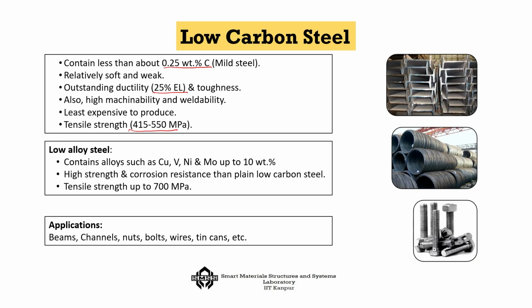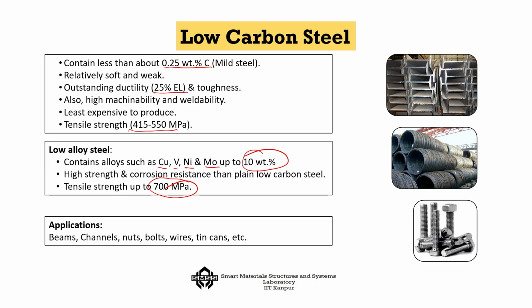You can have copper, vanadium, nickel and molybdenum, all up to 10 weight percent. You get higher strength and corrosion resistance than plain low carbon steel in low alloy steel, because you have all these alloying elements, and the tensile strength can go from 550 MPa to 700 MPa when you introduce these alloys inside the low carbon steel.